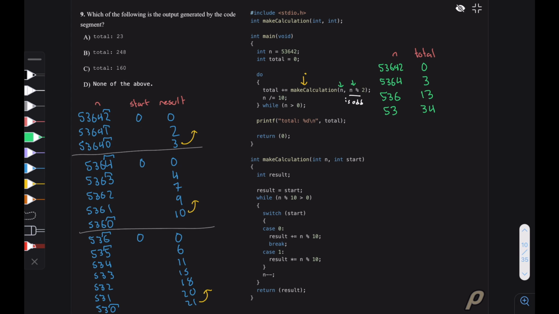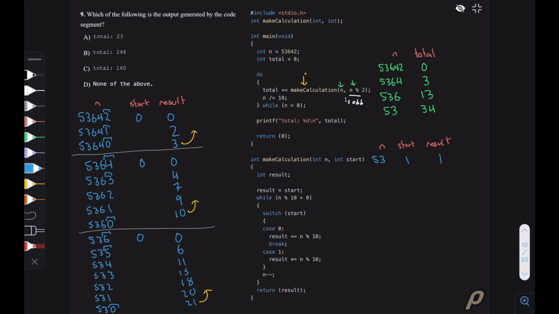53 is still greater than 0, so we got to do yet another loop, and we're running out of space, so I'll move over here. So this is for our make calculation again. So our n this time is just 53. This time we have an odd number because 53 is odd. So our start is going to start at 1. So that means result starts at 1.